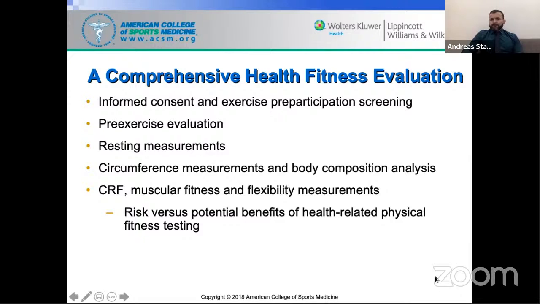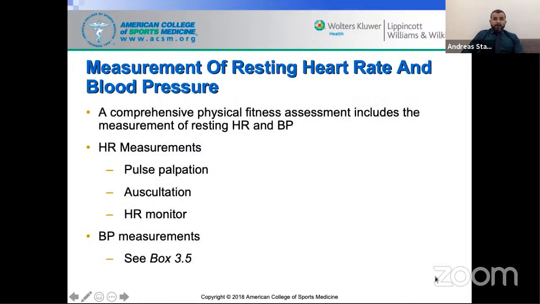Okay, now, which one? Well, it depends. Specific clients may have more risk than benefit if they perform a specific test. For example, 1RM. So you have to be very careful, and you have to decide based on the case. All right.